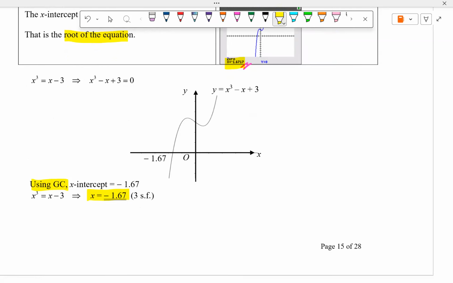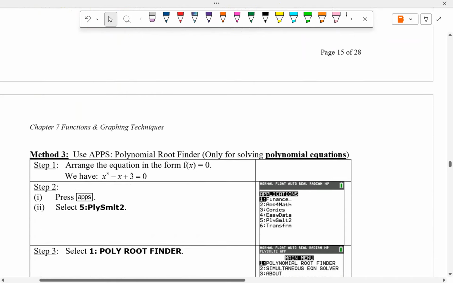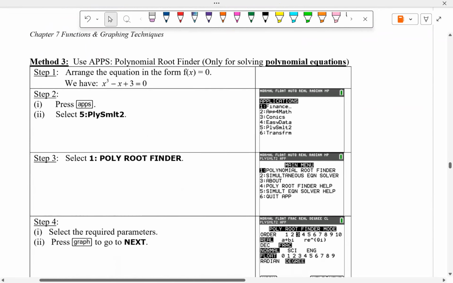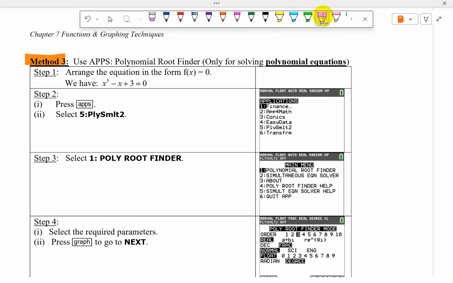Okay. So now with these functions that you have learned, there's a third one. Let's say you don't want to sketch a graph, but the third one, method number 3, is only applicable when you're solving a polynomial equation. Only for polynomial. So to do that, you go to your application on the GC and look for number 5, poly simultaneous tool. Then enter and you go to number 1, poly root finder.